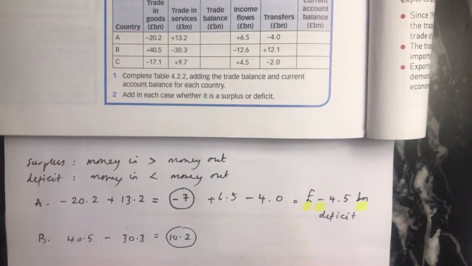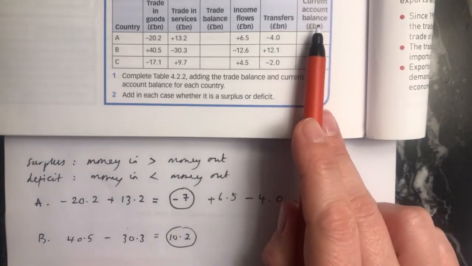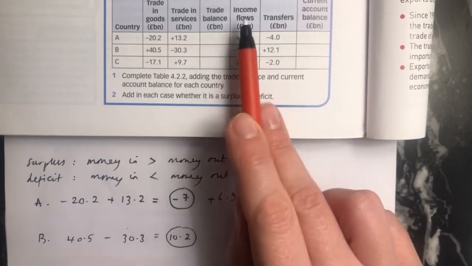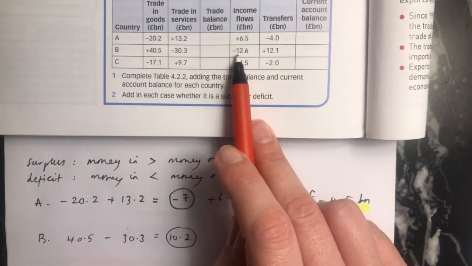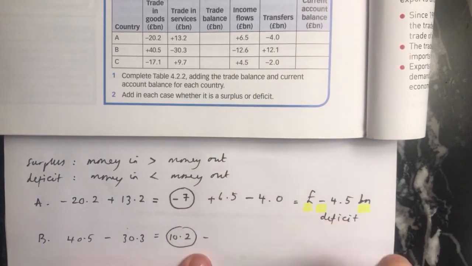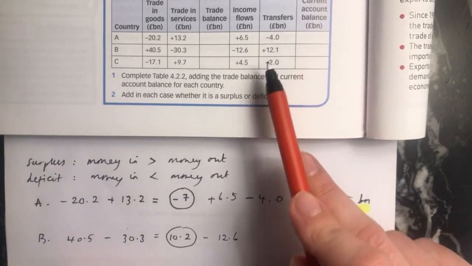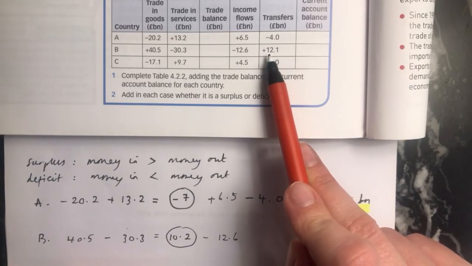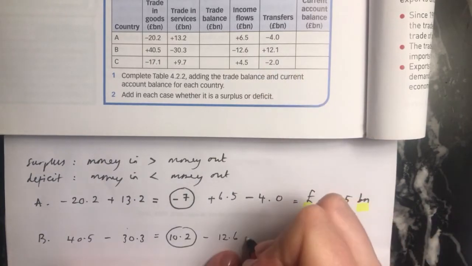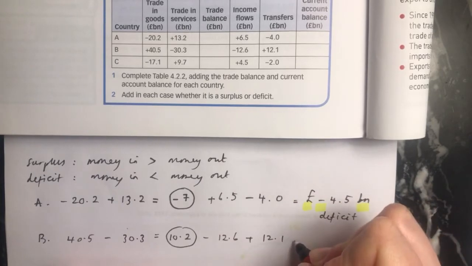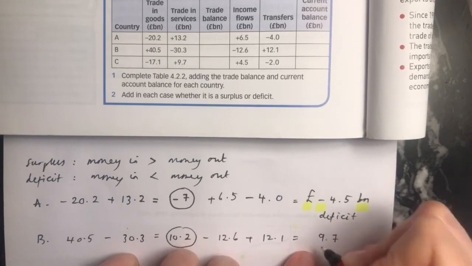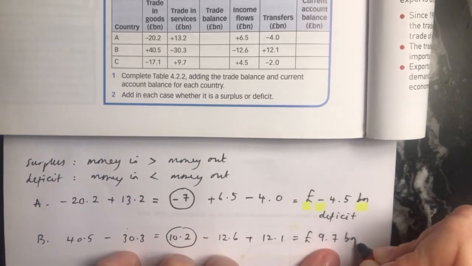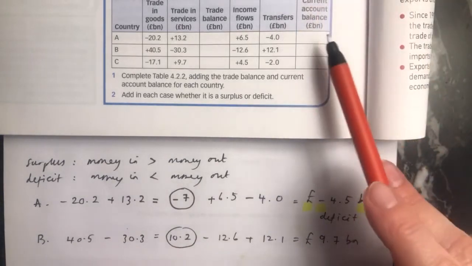And then to get our final balance on the current account, we need to add in whatever our income flows are into our equation. But actually this is a negative, there was a deficit there. So we need to do minus 12.6, and then you need to look at your transfers. Overall there was a surplus there. So we're going to add on 12.1, plus 12.1, and that one equals 9.7. Remember the pound sign, and remember it's being measured in billions of pounds.